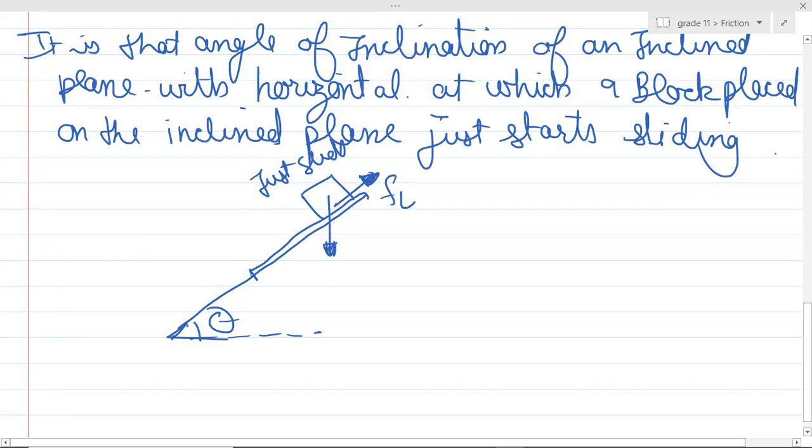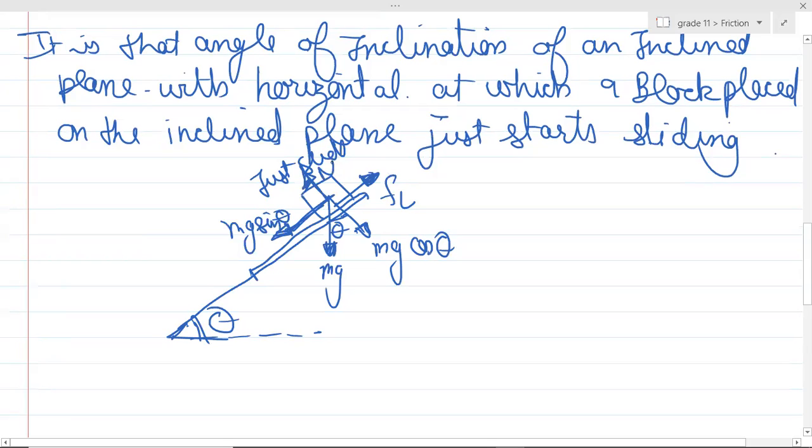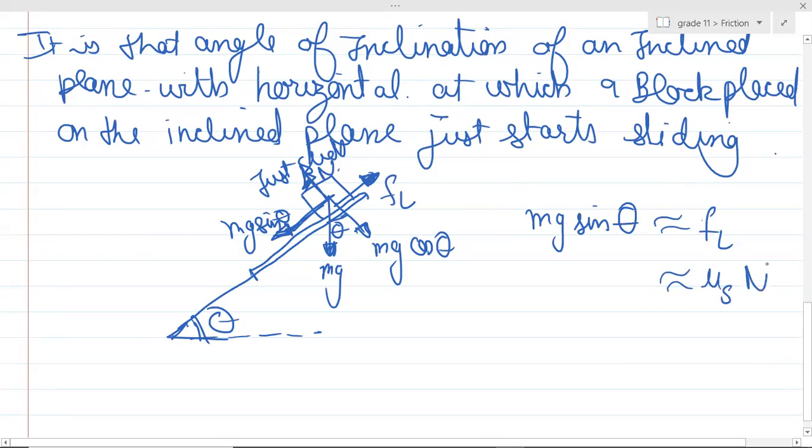Here there will be mg, and this mg will be broken into two components. If this angle is theta or phi, whatever you want to name it, so this will be mg cos theta and this will be mg sin theta. Everyone knows this thing, right? We already did all this. This is the normal reaction, and the block is just about to slide, so all the forces will be just balanced. So mg sin theta is just equal to the limiting friction. The limiting friction can be written as mu s multiplied by N.